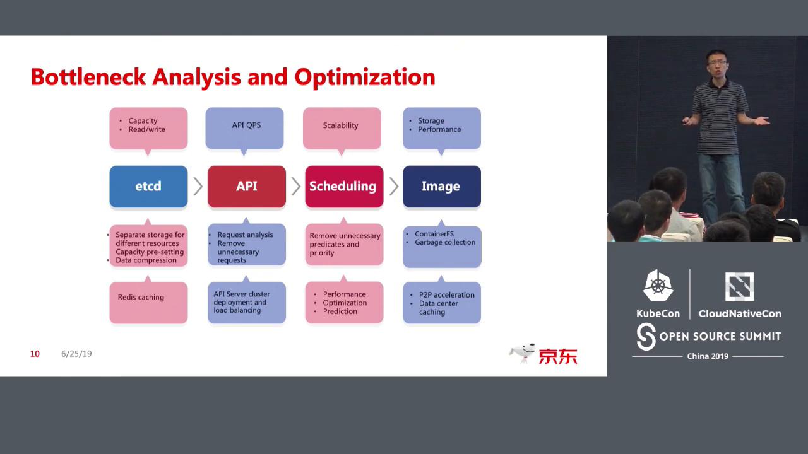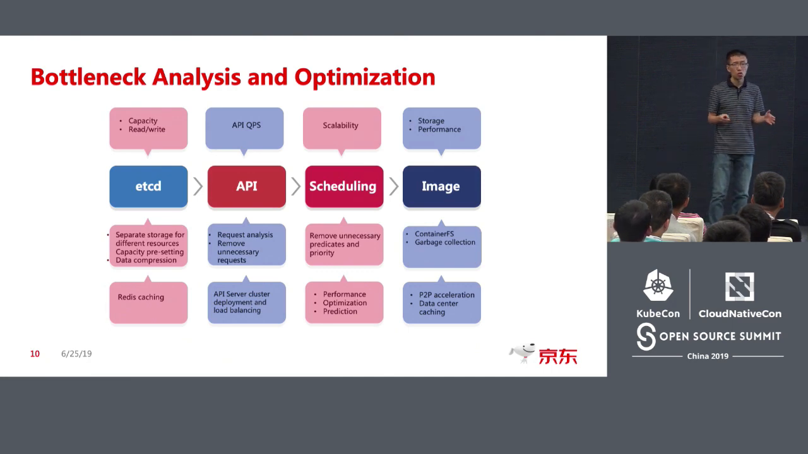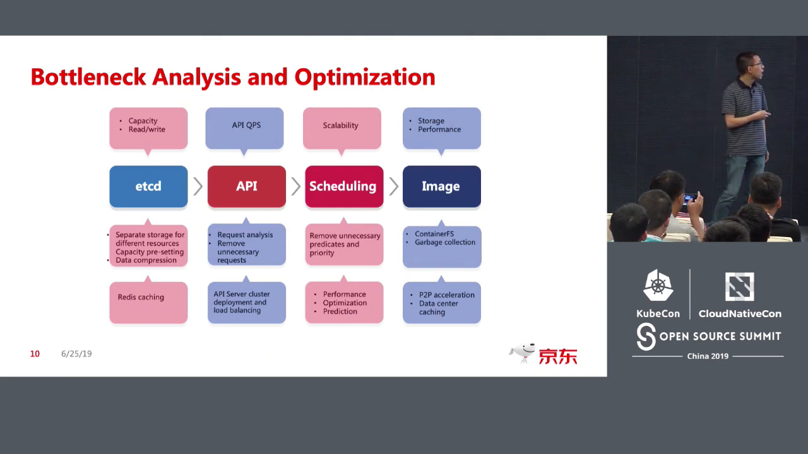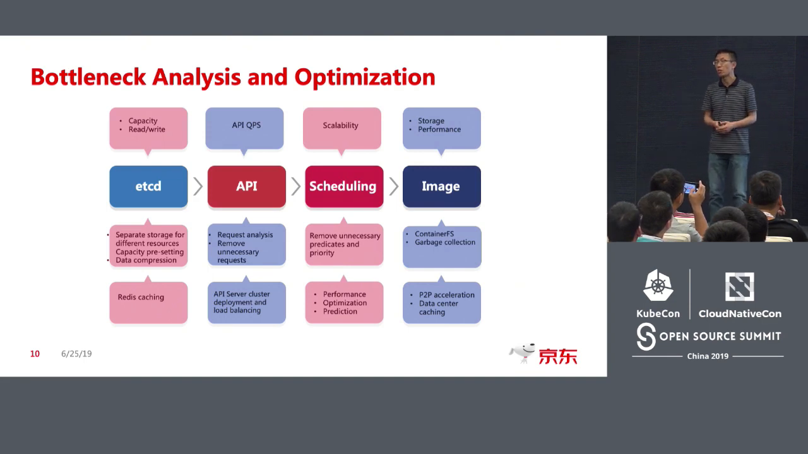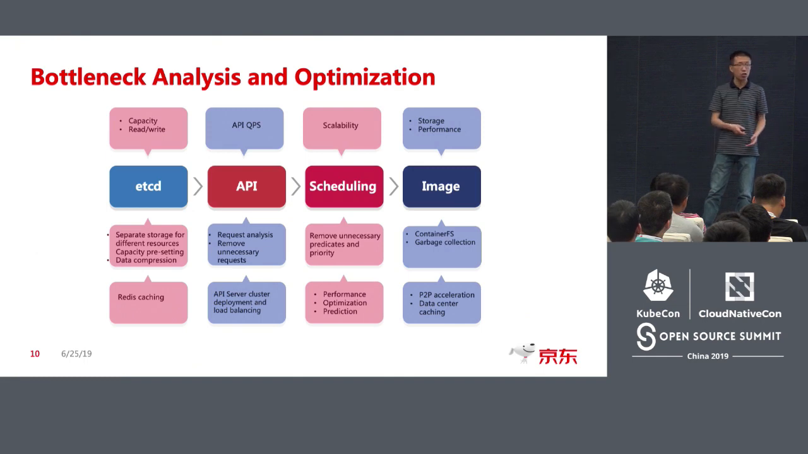First is about the etcd storage. Since in Kubernetes all the resources are stored in etcd, we optimized that. We classify the data into different classes and different resource types. For the data amount, we do data compression. Besides, we also perform Redis caching. And for the second part, we want the API server to do the regular reaction.